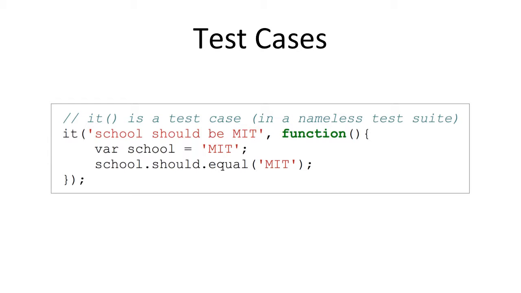So here I'm going to show you a simple test case where, as you can see, it says id should be MIT. Then we define a variable. This is a simple hello world type test, simply so that we can pass this test. And it says school should equal MIT. And obviously this would return as a successful test.